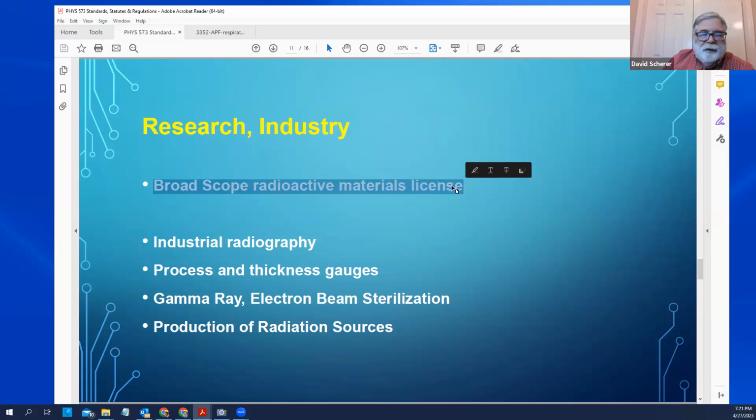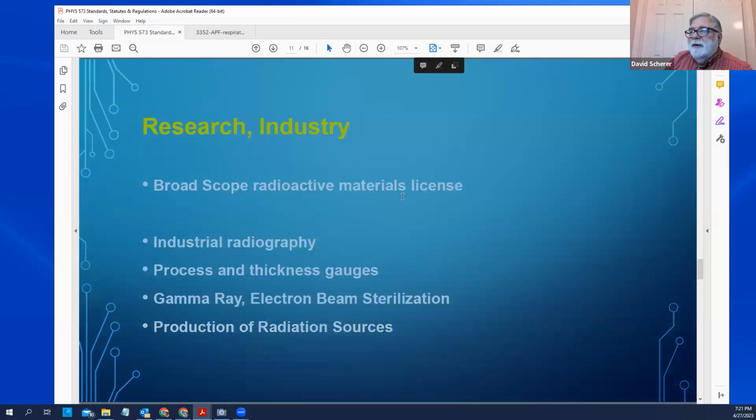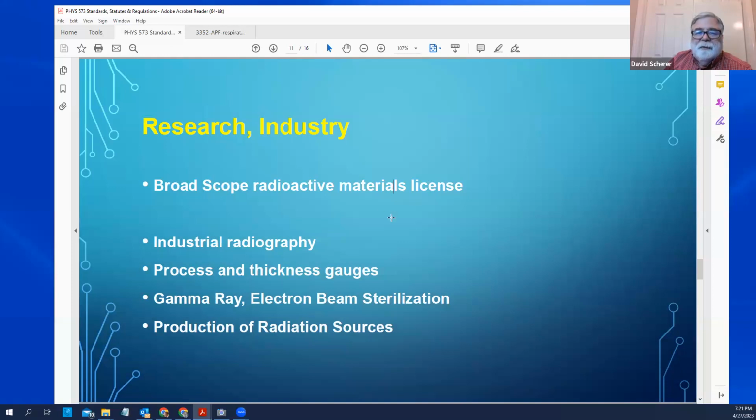So when someone gets a radioactive material license, they are limited to the operations that are spelled out in the license. But when you're doing research, you're developing new knowledge all the time, and as a consequence, new procedures and new processes are required all the time. So in a broad scope license, the institution can make those decisions instead of the regulator making those decisions.